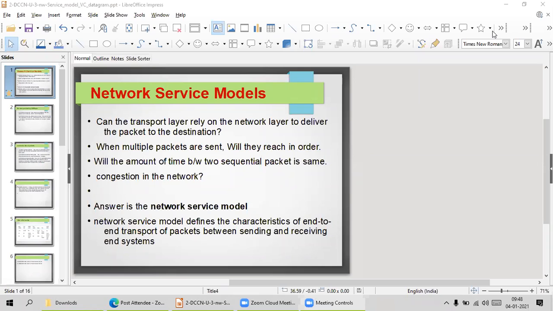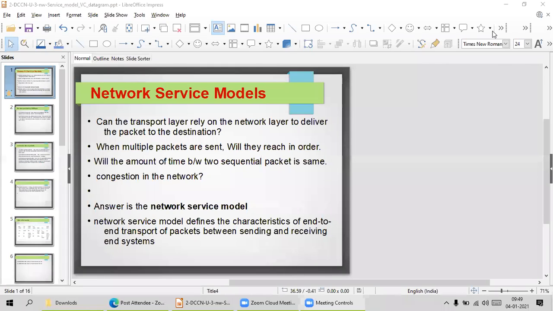Today, we are going to check how network service models will work in your network layer. I have some questions and doubts regarding the network layer. First one is, can the transport layer rely on the network layer to deliver the packets to the destination?